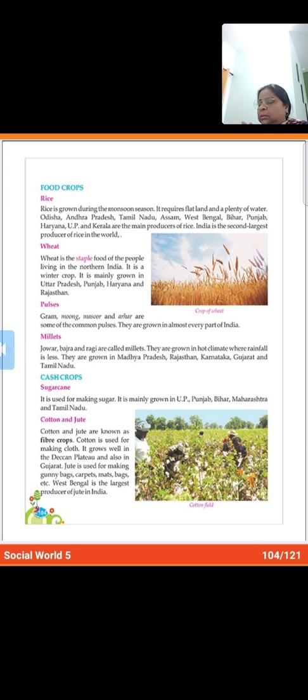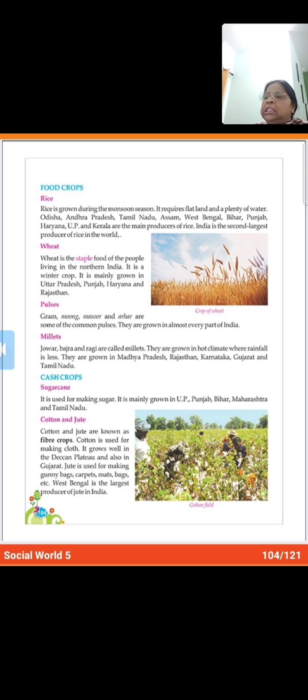So now this was about pulses. Now I am going to read millets. Jowar, bajra and ragi are called millets. They are grown in hot climate where rainfall is less. And they are grown in Madhya Pradesh, Rajasthan, Karnataka, Gujarat and Tamil Nadu.